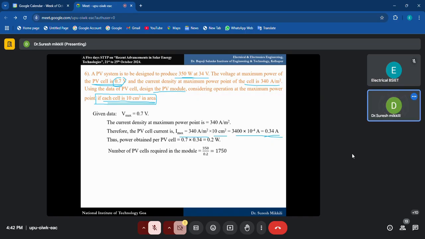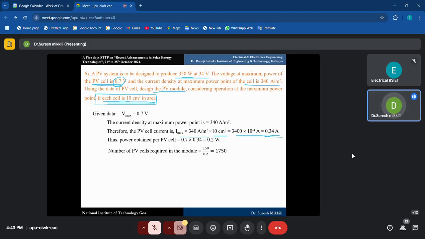So the power required in the module is 350 watt per cell value. Total power by per cell value is 1750 modules required. Now, these 1750 modules, how many should be in series and how many should be in parallel? Can you tell me? How many can be series? How many can be parallel?